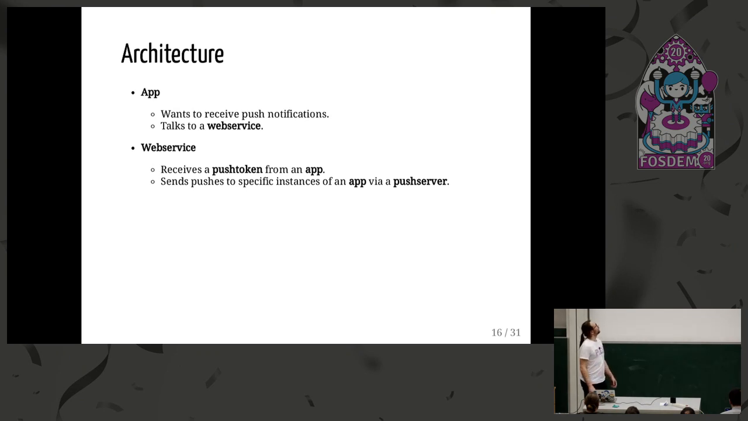The web service, well, when the app registers for push notifications, it gets a token. It's called a push token. It sends this to the web service, and the web service saves this push token, and whenever it wants to send a push notification to one specific app instance, it uses that push token as authentication. The web service sends this push notification through the push server, which is part of the OpenPush project.